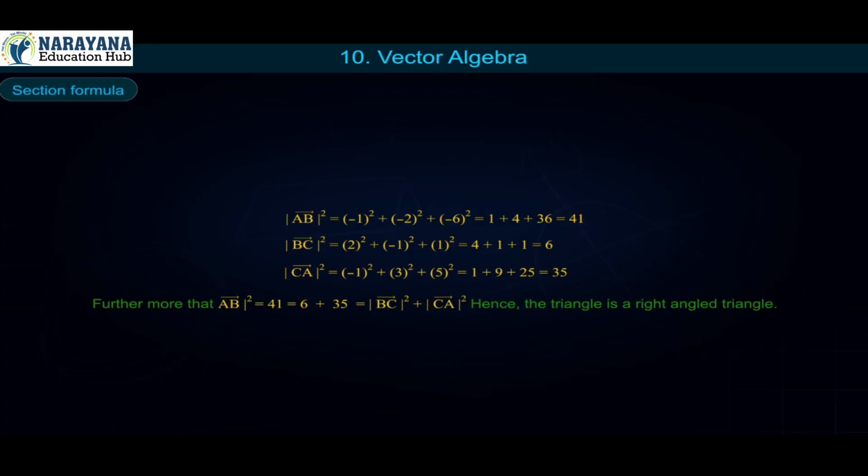Furthermore, modulus of vector AB squared = 41 = 6 + 35 = modulus of vector BC squared + modulus of vector CA squared. Hence, the triangle is a right-angled triangle.